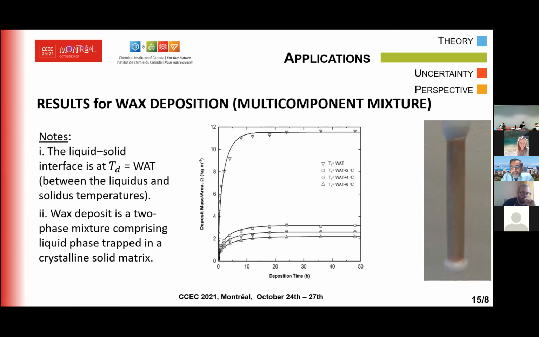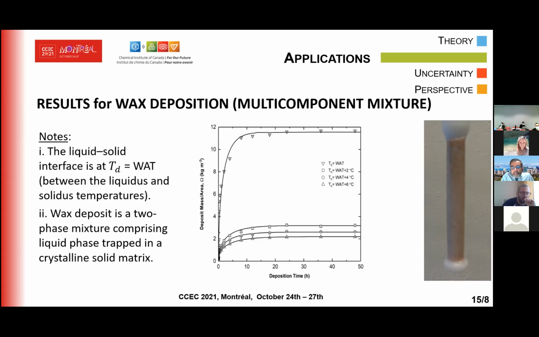The same kind of thing, okay? So again, symbols are experimental results. Curves are predictions from the Stefan problem. And again, look, the agreement is very, very good. And just a couple of notes. In modeling, in the heat transfer approach, we take interface temperature to be wax appearance temperature throughout.